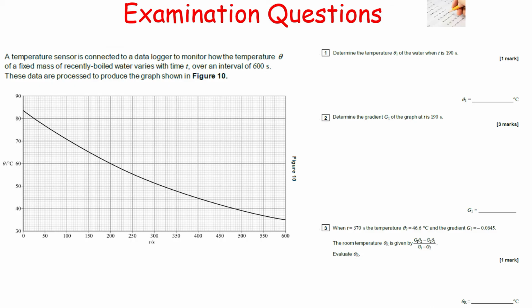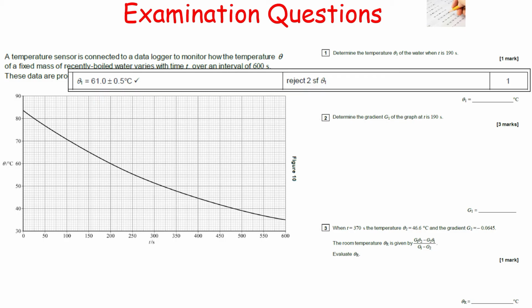Right, with this type of question, it's all about interpreting graphical information. There's nothing you can do here about the practical, it's all about interpreting data from this graph. So the first thing is to work out theta 1 when the time is equal to 90 seconds. You would go along to 90 seconds on the x-axis, look up to the graph and move across to the y-axis, and you'll see it's about 61 degrees Celsius.